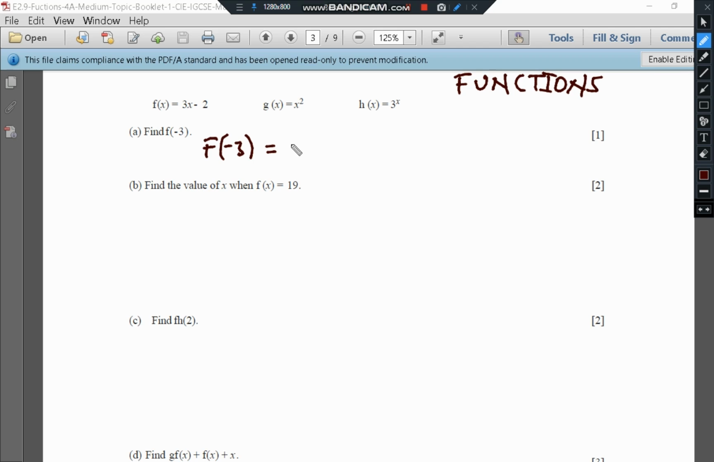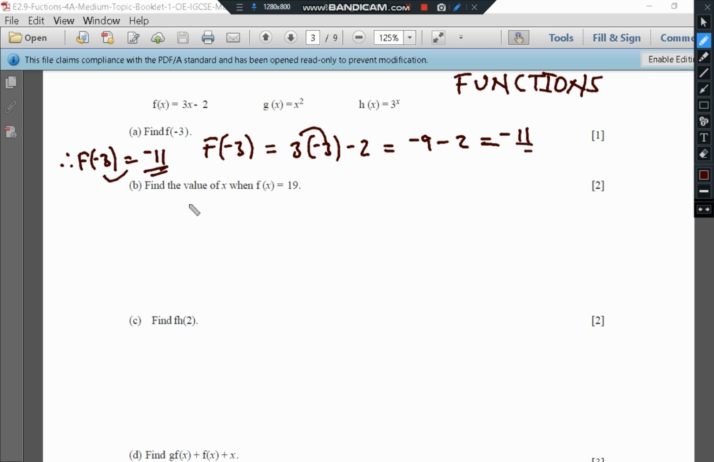So we're going to have 3 times negative 3, minus 2. Now we multiply 3 times negative 3, which gives us negative 9 minus 2, which would give you negative 11. So we can simply say, therefore, f of negative 3 is negative 11. That means we found our answer, and it's good.